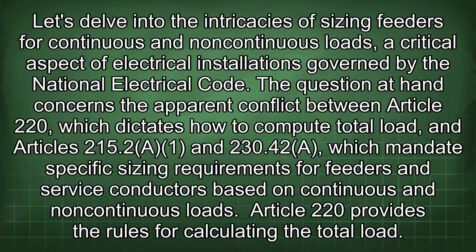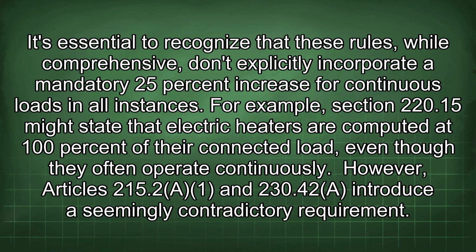Article 220 provides the rules for calculating the total load. It's essential to recognize that these rules, while comprehensive, don't explicitly incorporate a mandatory 25% increase for continuous loads in all instances. For example, Section 220.15 might state that electric heaters are computed at 100% of their connected load, even though they often operate continuously.